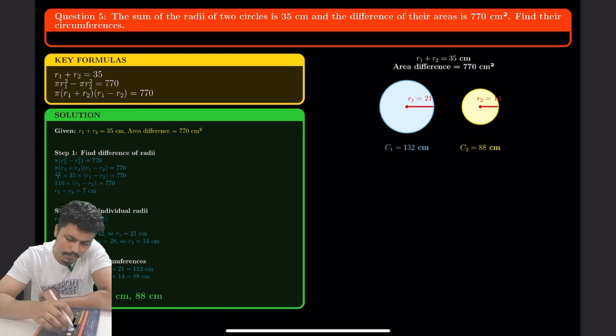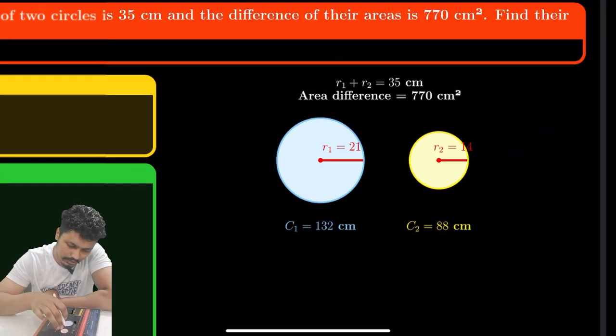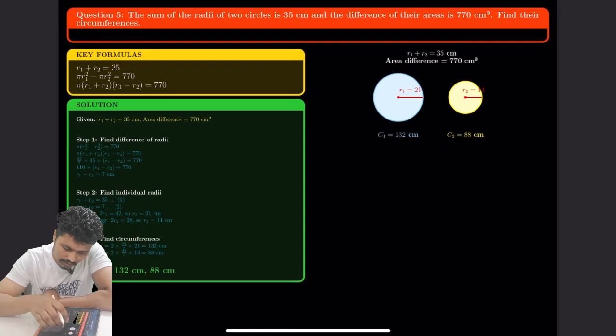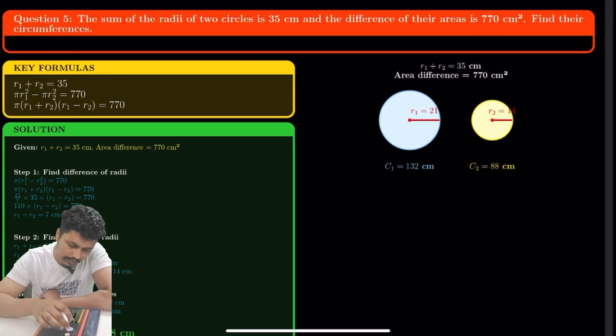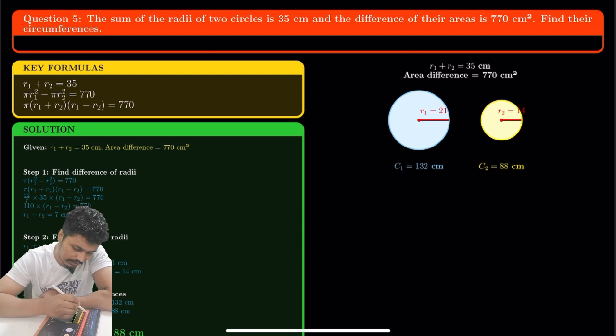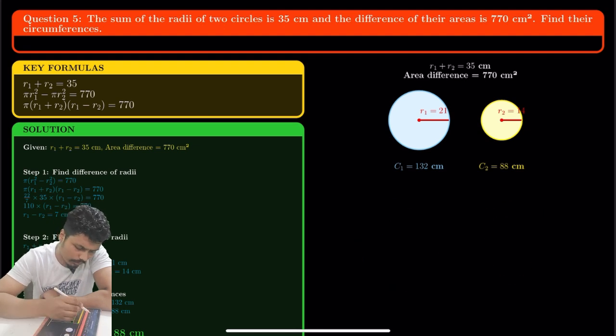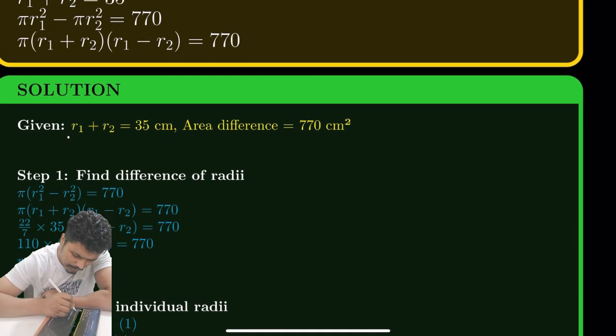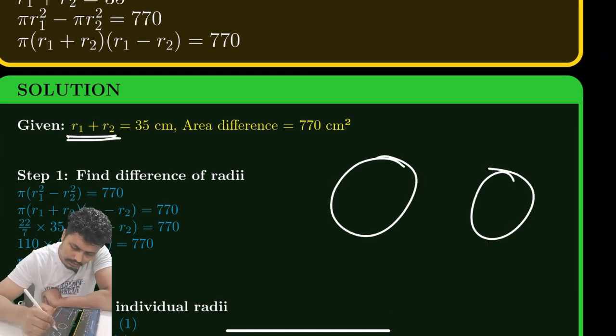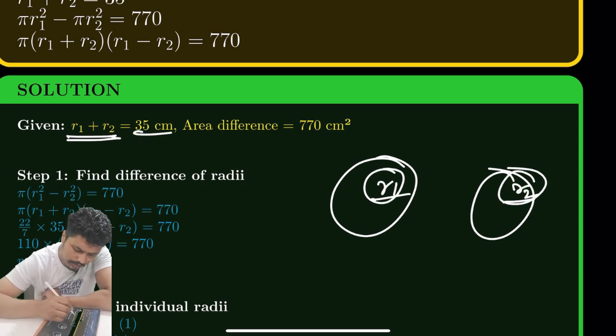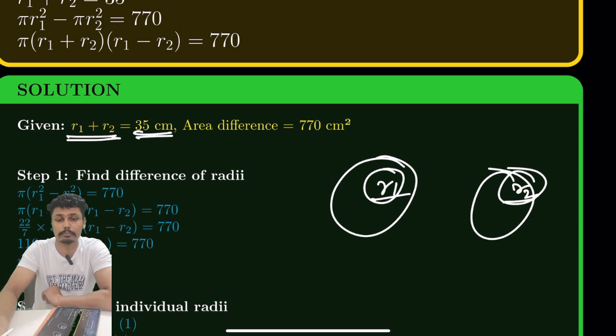We just understood, there are two circles given. I don't know what the circles are, but there are two circles given. Let's say one is big and another is small. Given first is the sum of the radii. If two circles are given, they will have some radius r1, and let's say this is r2. r1 plus r2 will be equal to 35 centimeter, given in the question.